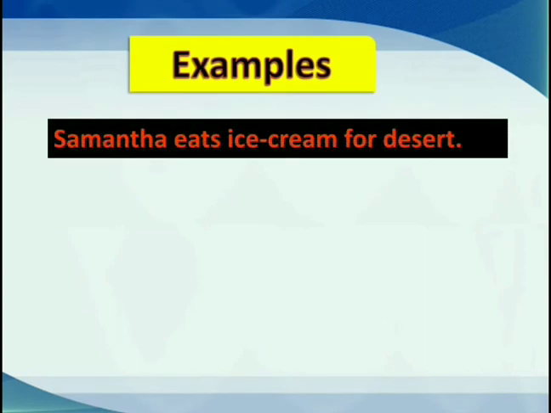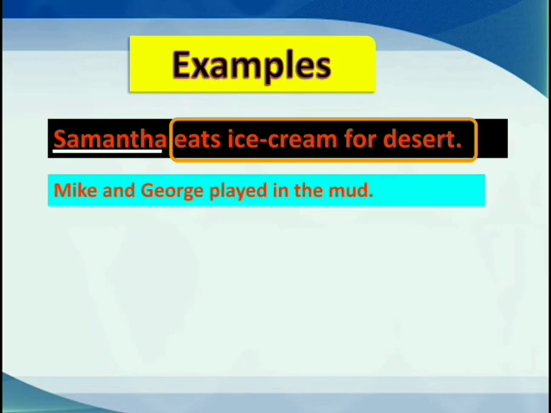Now, let us look at some more examples. Samantha eats ice cream for dessert. I know you all love ice creams a lot. In this sentence, Samantha is the subject, and eats ice cream for dessert is the predicate. Very correct. Let us look at another example. Mike and George played in the mud. In the sentence, Mike and George is the subject, and played in the mud is the predicate.